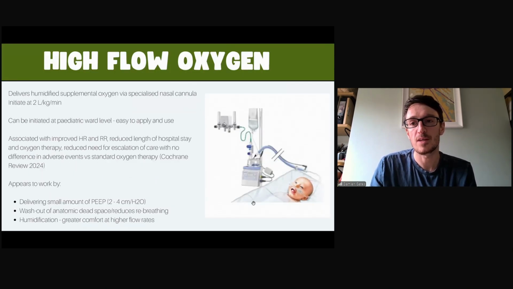So the support that we use is fairly well established now. So high flow is usually the first step. It's useful because a lot of pediatric wards will do this. I think most pediatric wards will do this. It's easy to apply and it's very easy to use. Delivers humidified supplemental oxygen via specialized nasal cannula. And generally we would say to initiate at 2 liters per kilo per minute.